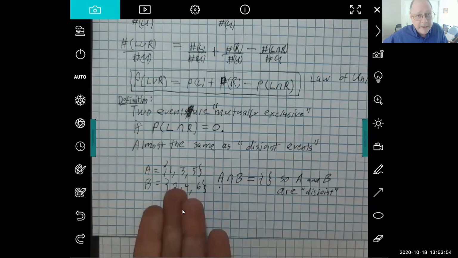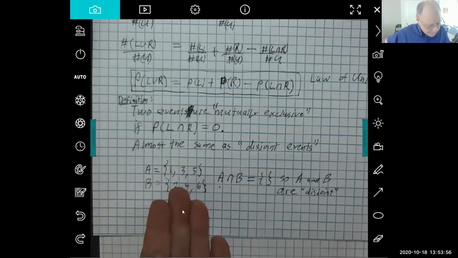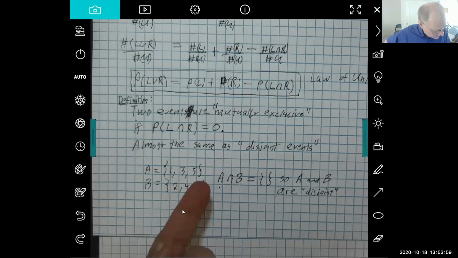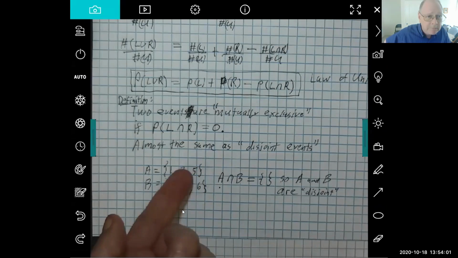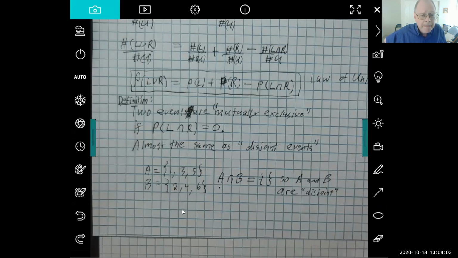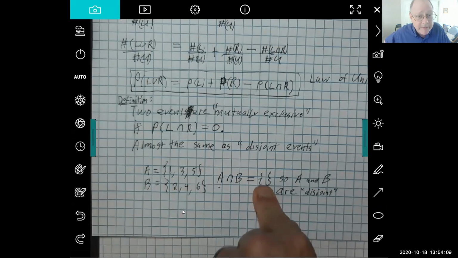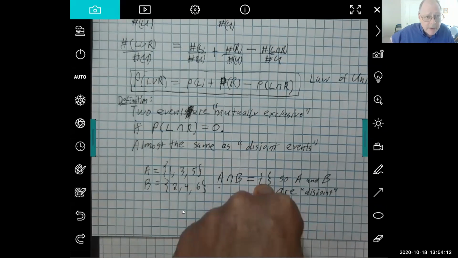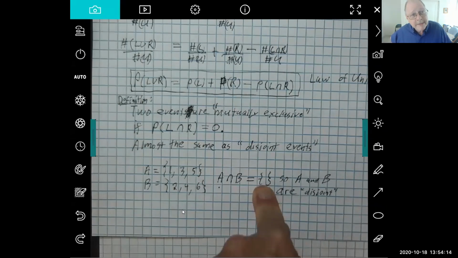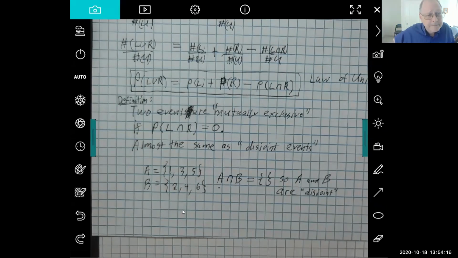Imagine the experiment of rolling a die here. There isn't any outcome that's both odd and even. So the probability of the intersection, the probability of the empty set, is 0. And that was one of our axioms. That always has to be.